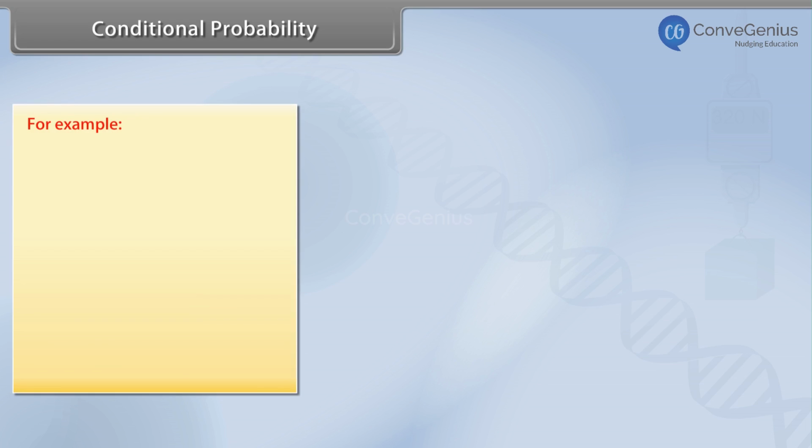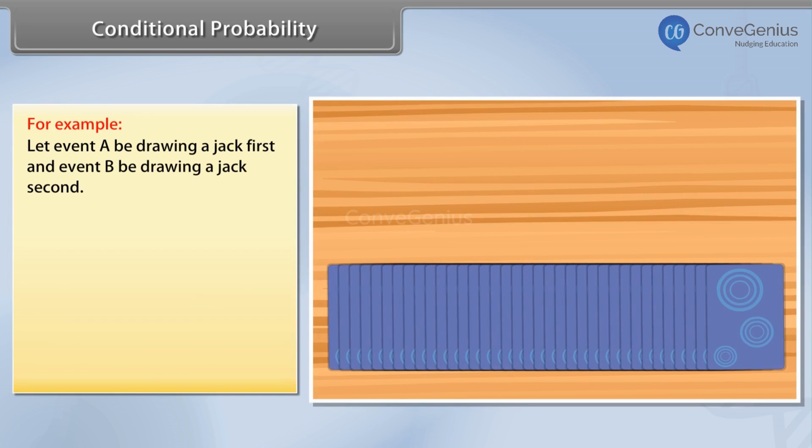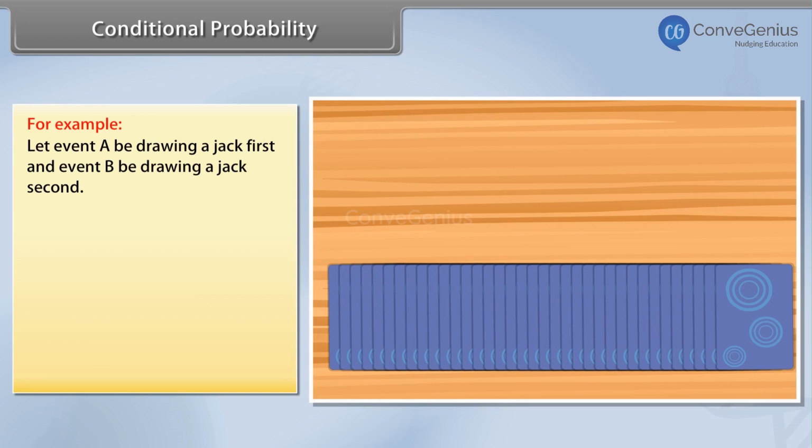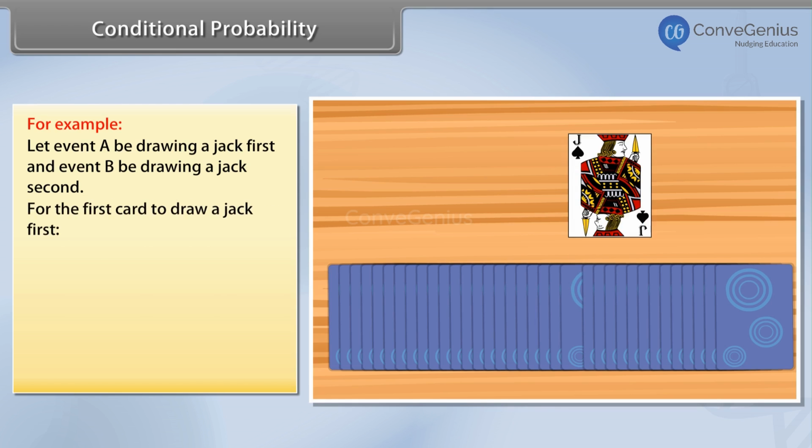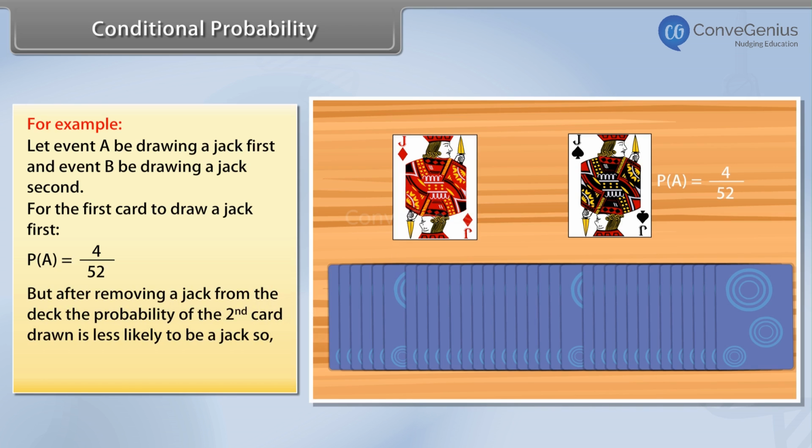For example, let event A be drawing a jack first and event B be drawing a jack second. For the first card, to draw a jack first, the probability of event A is equal to 4 by 52. But after removing a jack from the deck, the second card drawn is less likely to be a jack. So, the conditional probability of event B when event A is given is equal to 3 by 51.